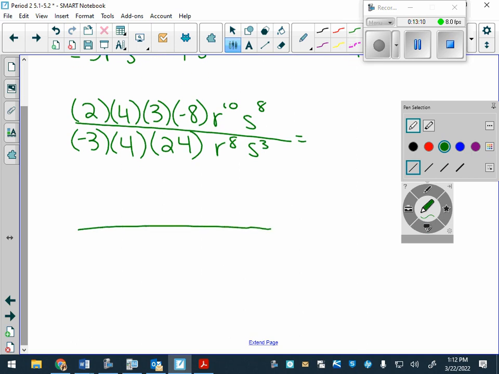Okay. R to the 10th over r to the 8th is what? R squared. Then r to the 8th divided by s to the 8th and s cubed. S to the 5th. And then I go ahead and cancel. Our 4s can cancel out. 3s, this is a negative 1. This is a negative 3. And then we're left with 2 over 3 as your final answer. Right? Again, multiple ways to solve this.